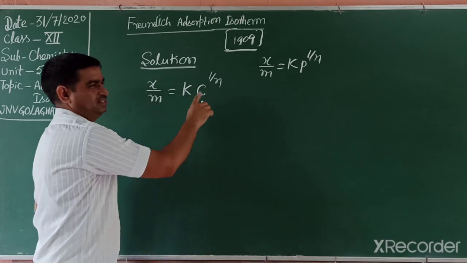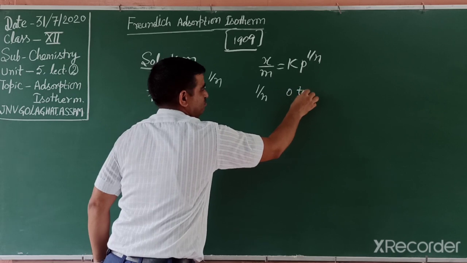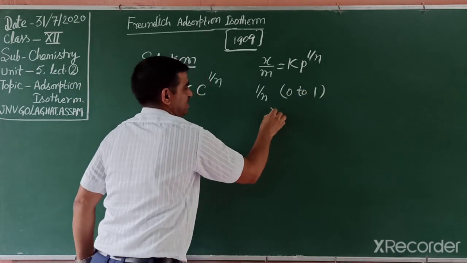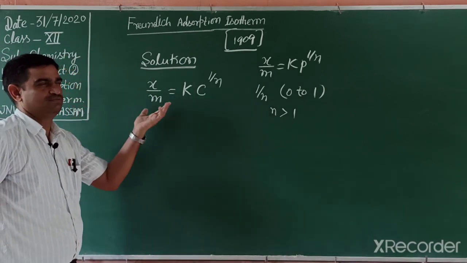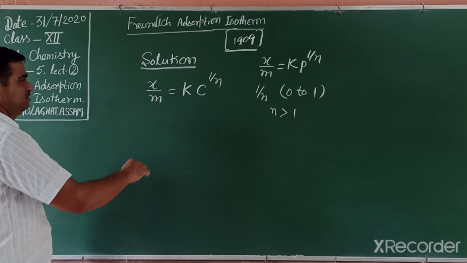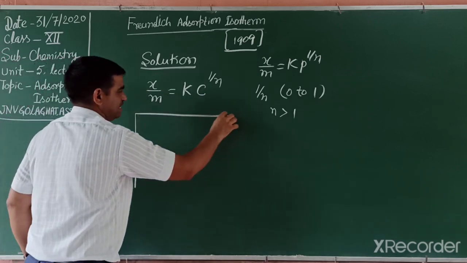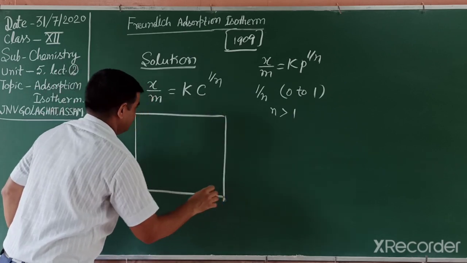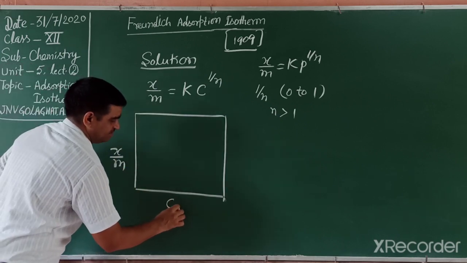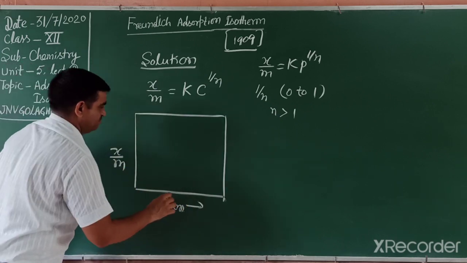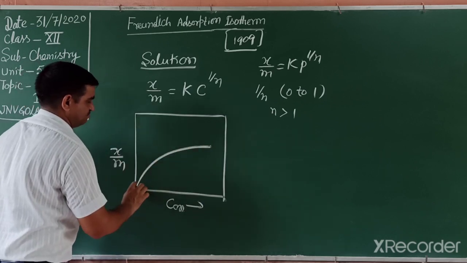This, and this 1 by n value is between 0 to 1, and n value is more than 1. So we can easily identify this value. This graph also, if we plot with concentration, then we get a curve like this, extent of adsorption x by m on this side, and we write concentration on this side. So we can get such a type of curve.